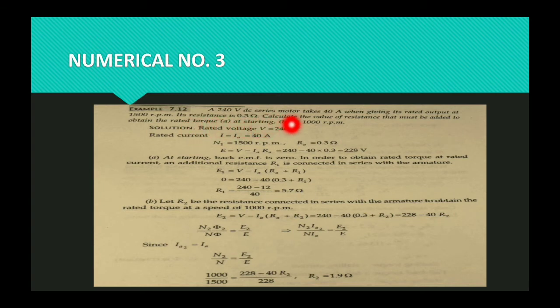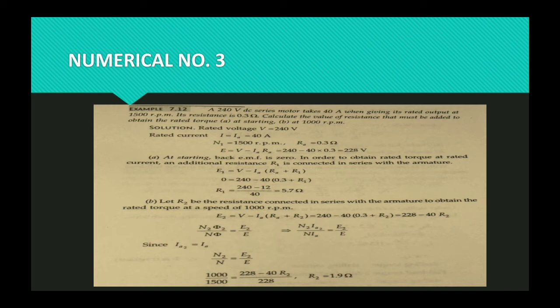Calculate the value of the resistance that must be added to obtain the rated torque A at starting, and B at 1000 rpm. So, a DC series motor means it has a high starting torque. At first we have to write down the given data.